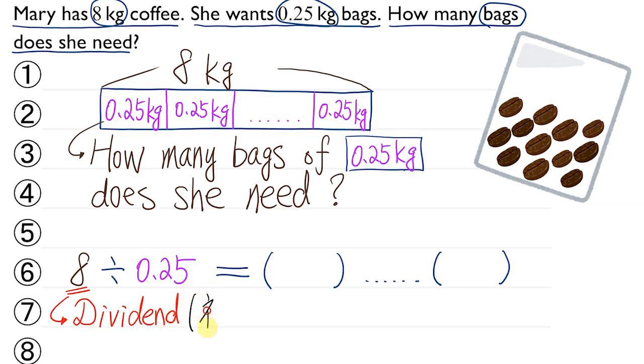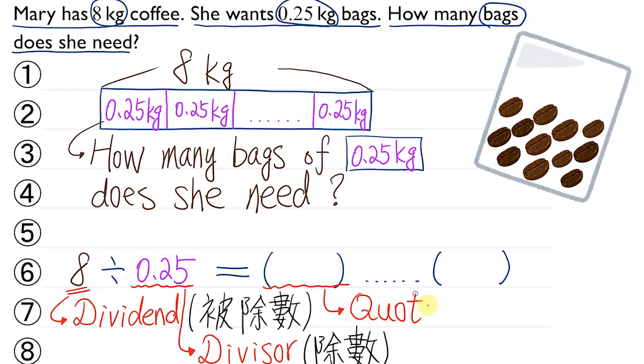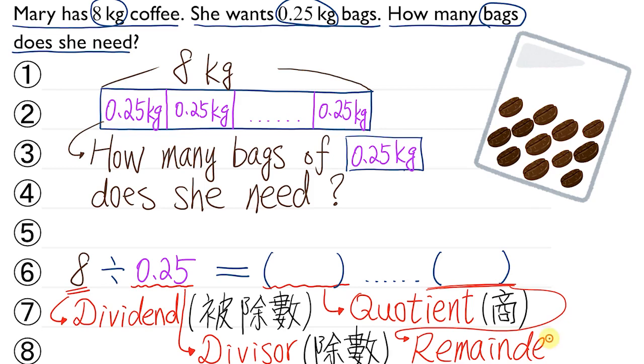被除数. The second number here, the 0.25, that's the amount of coffee that's in one bag. This is called the divisor for this division. 除数. And the answer for this division, or this number, is called the quotient. 商. The last number here is called the remainder of this division. 余数.